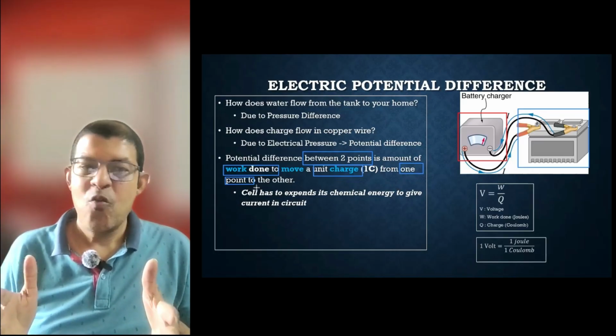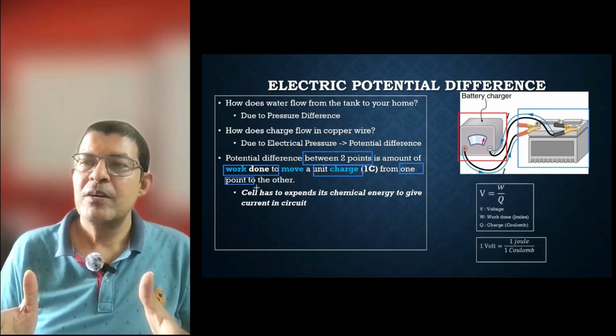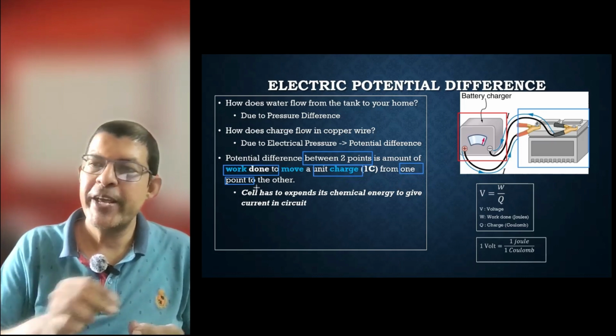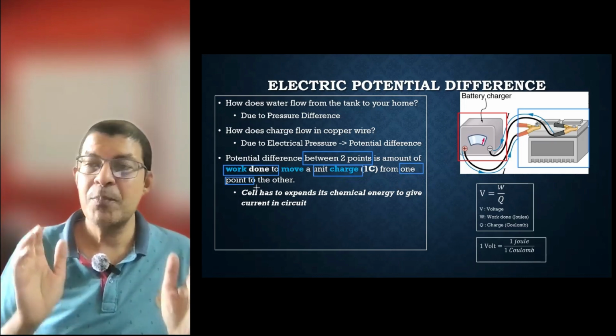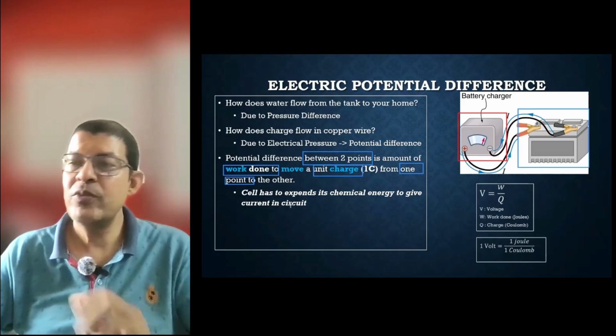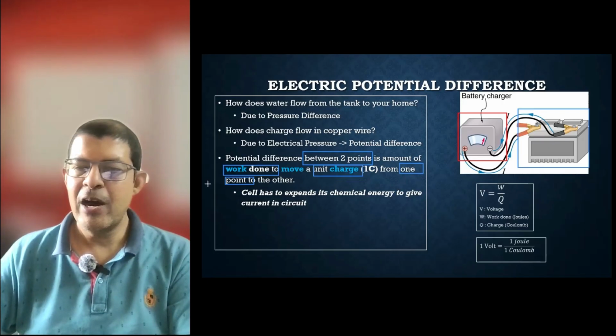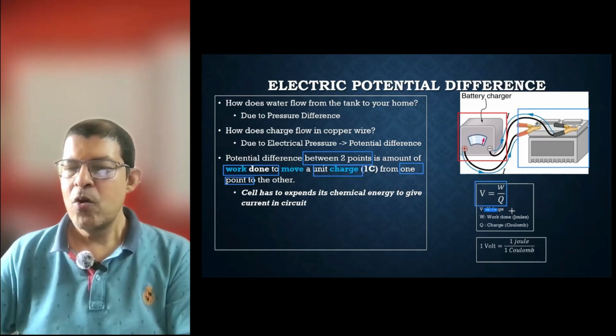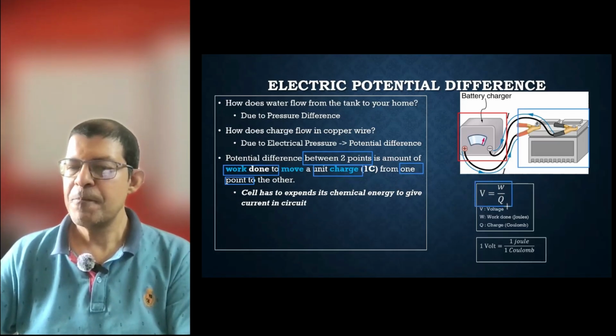So that work done between the two ends of the battery to take the charge from one point to the other is called as the potential difference, right? The cell expends its chemical energy to give current into the circuit. And how is it measured? It is measured by work done by charge.